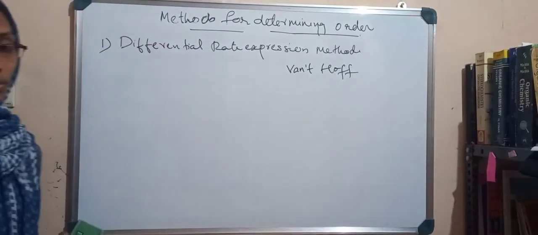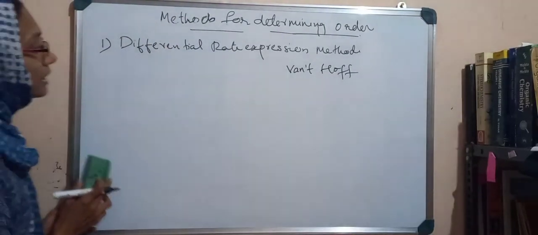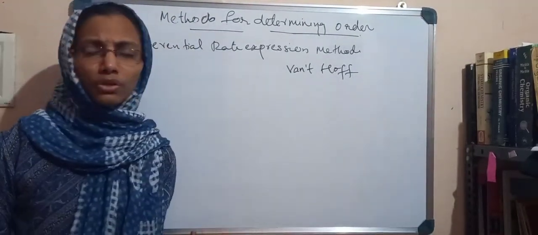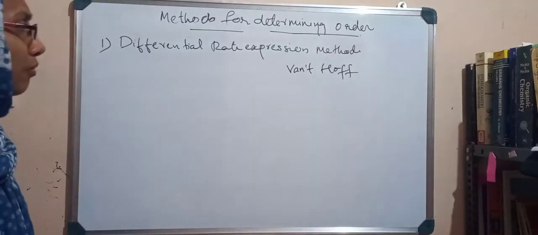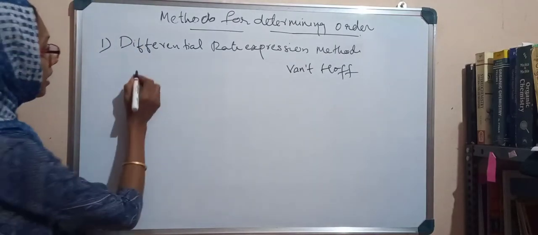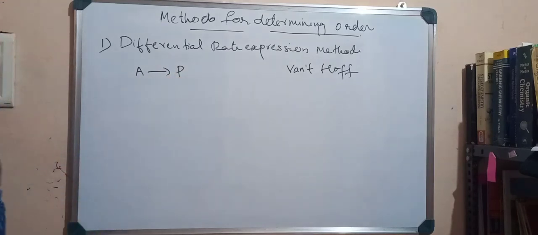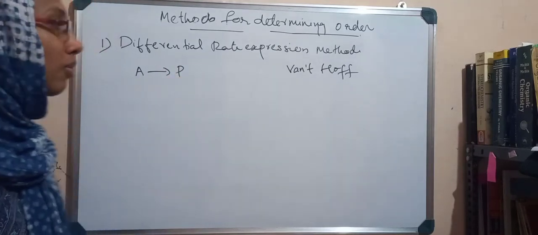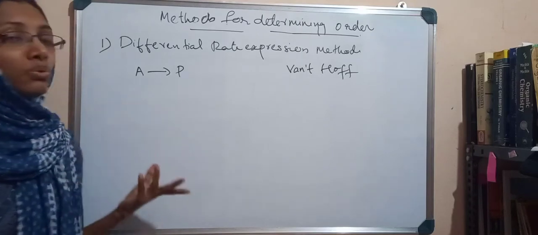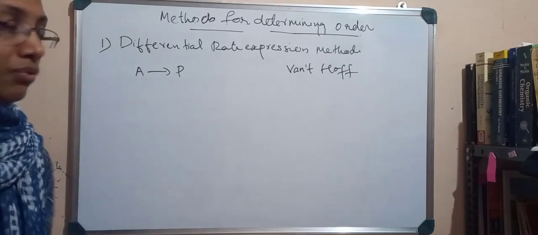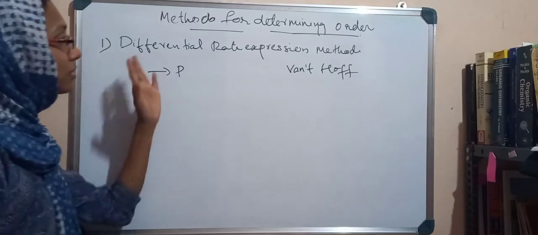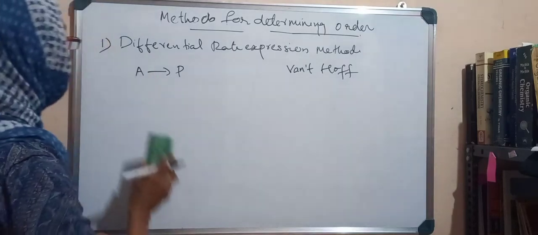This is the Van 't Hoff method. In this reaction, we know nothing about the order of reaction, whereas the reaction is giving the product. So we have no idea about the order of reaction, and we want to determine it. So we can use the differential rate expression method.